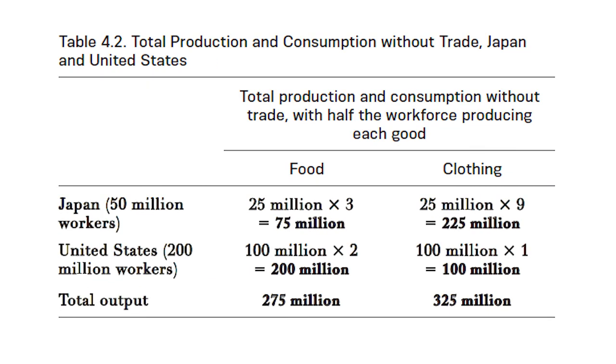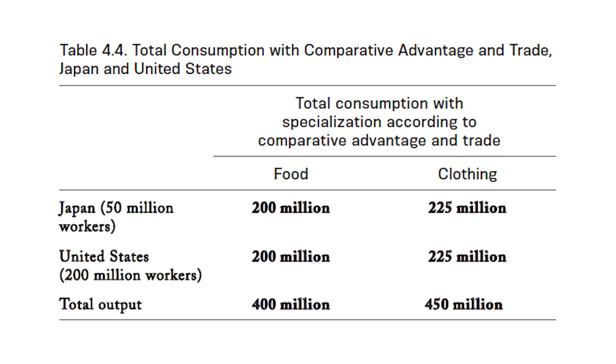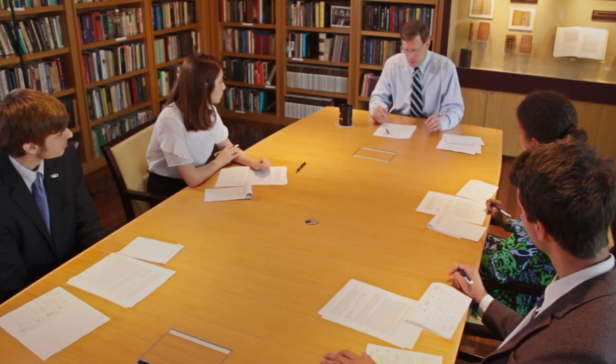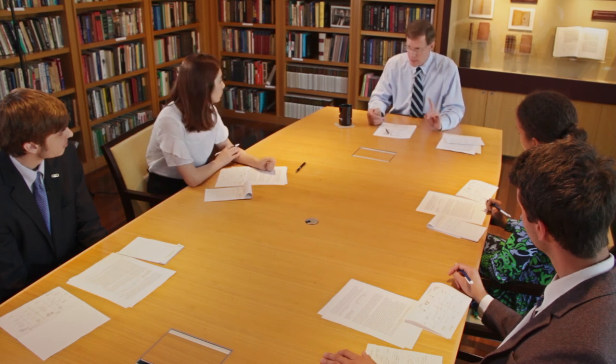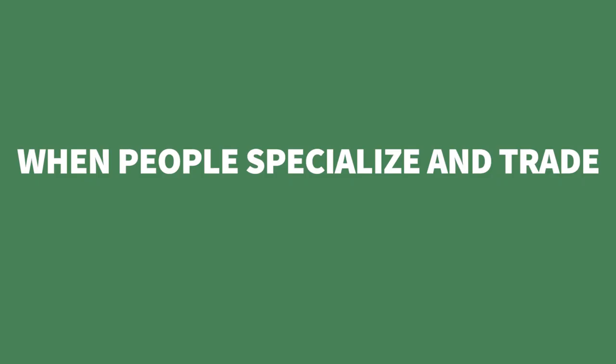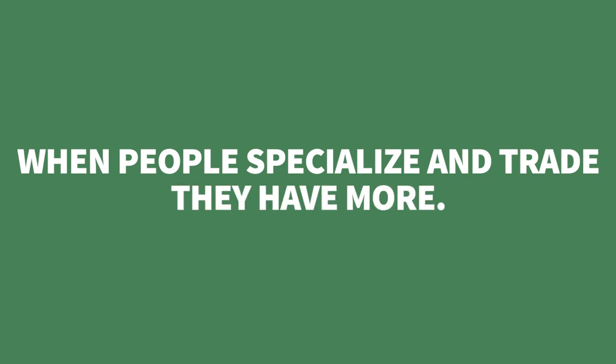Meanwhile, the United States is left with 200 food, but it has half of Japan's 450 clothing, which means it has 225 clothing to consume instead of only 100. Now, all the textbooks use simple examples like this, which make the point clear. If you can do the arithmetic, you can do it with tens of countries and hundreds of products, and it works out the same way, but this simple 2x2 example shows you the principle. It's good not to get lost in the arithmetic and remember the main lesson that comes out of it. When people specialize according to comparative advantage and trade, they have more.